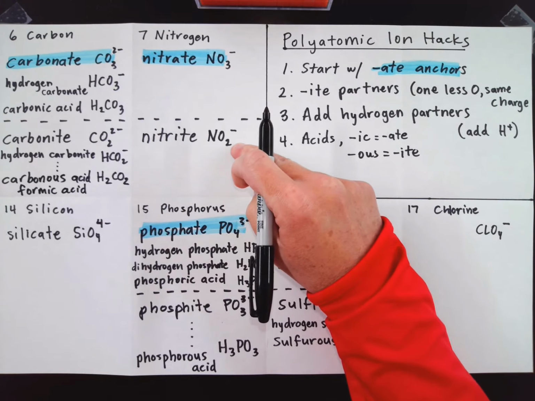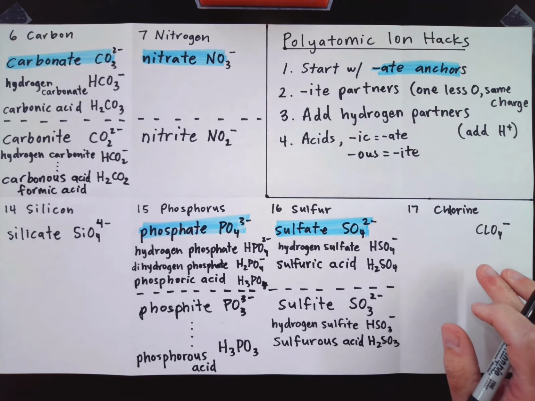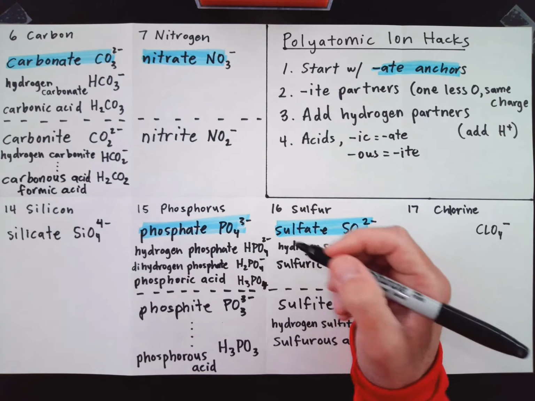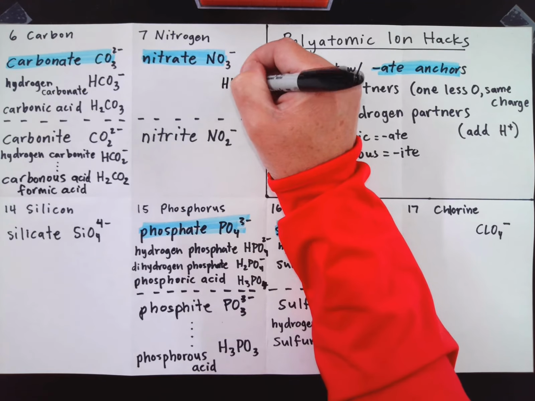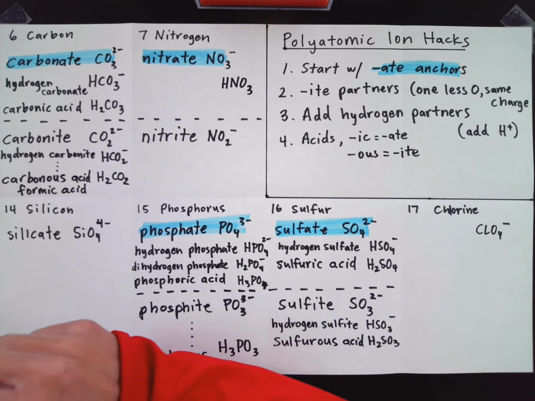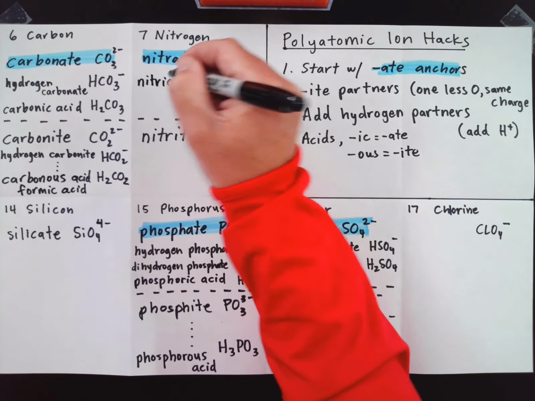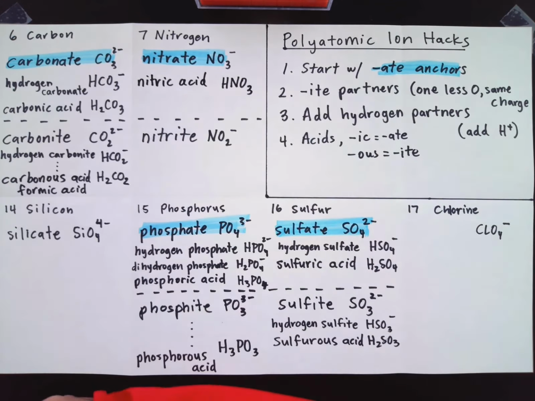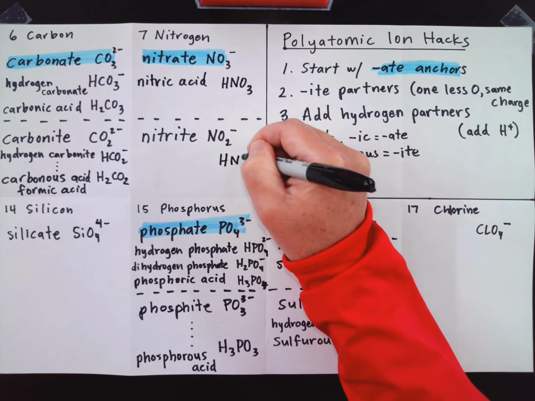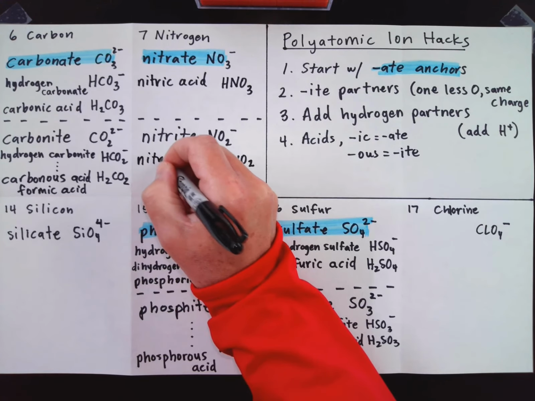Let's go to nitrate and nitrite. I didn't try to add an H plus to it. I didn't try to make a hydrogen partner because that alone would have made an acid. But if I add an H plus to nitrate, I've got HNO3, neutral formula. It's an ate ending, so that is nitric acid. That is a super common acid. That's one you should probably know. HNO2, nitrous acid, not as common.